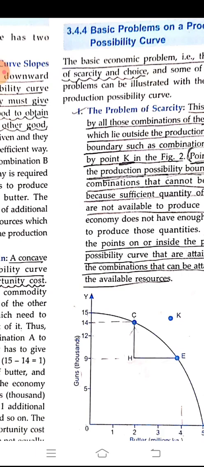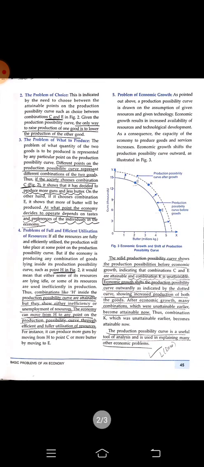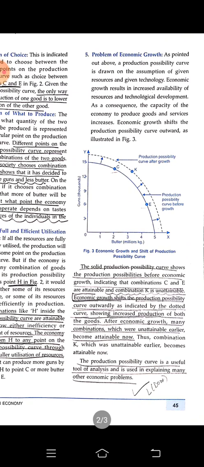Okay, the last problem they have discussed is the problem of economic growth. We have to understand this with a diagram again. You can see there are two production possibility curves. One is the solid one and the other is the dotted one. Let us see what they are saying. Economic growth and shift in production possibility curve.